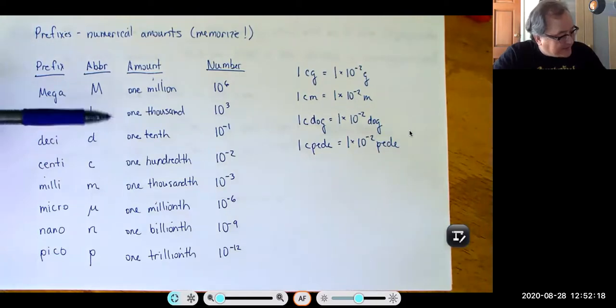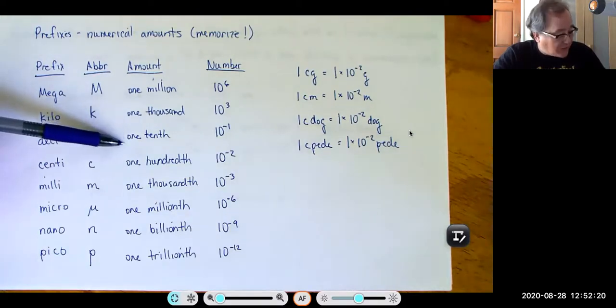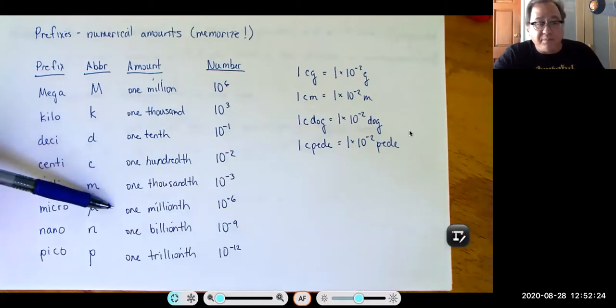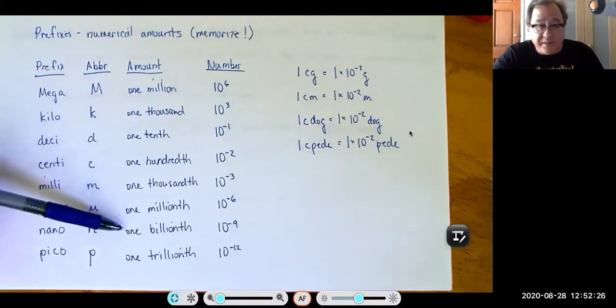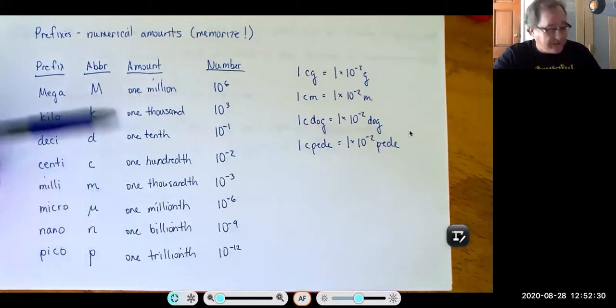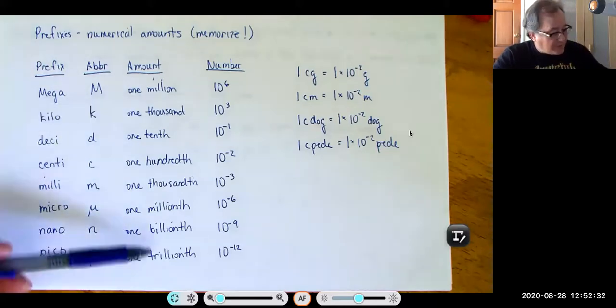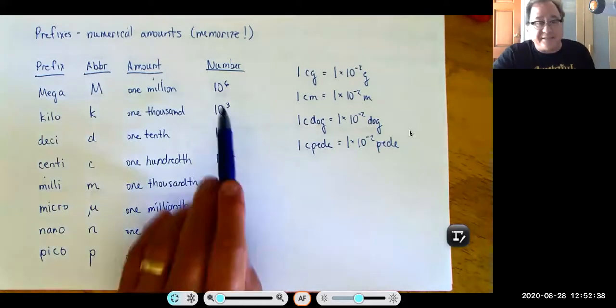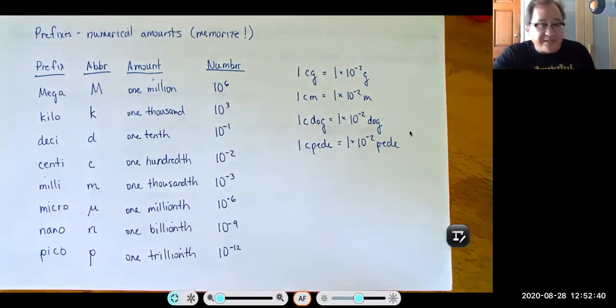A deci is 1/10, a centi is 1/100th, a milli is 1,000th, a micro is 1 millionth, a nano is 1 billionth, and a pico is 1 trillionth. So you want to memorize all of these, but these aren't very useful because we use these in calculations. So what is a million? 10 to the 6. What is 1,000? 10 to the 3rd. What is a tenth? 10 to the minus 1. And so forth and so on.